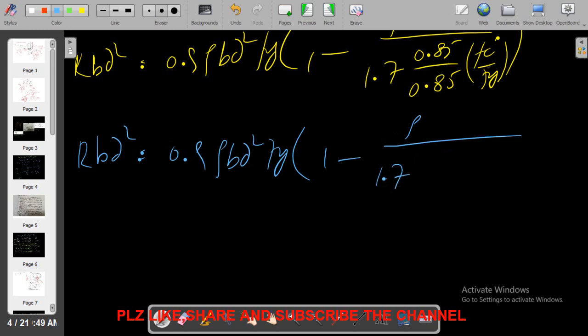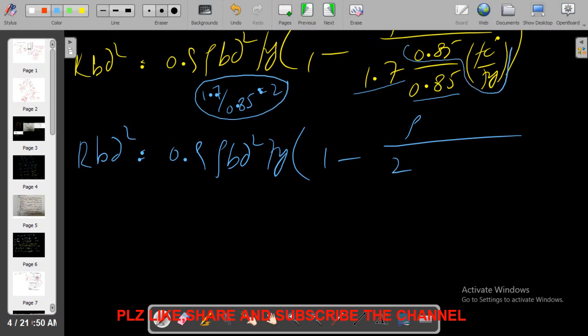Now we know 0.85 fc prime divided by fy equals omega, and if we divide this 1.7 by 0.85, we get 2. That is why I am writing 2 here, and this 0.85 fc prime divided by fy equals omega. Now from this we cancel out this b d square with this b d square, and we will take the LCM from here. 2 omega will be shifted to here, and this 2 times omega will be cross multiplied and shifted to the left.